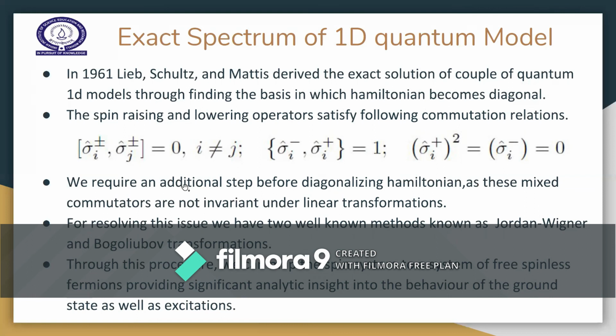To resolve this issue, we have two well-known methods: the Jordan-Wigner transformation and the Bogoliubov transformation. I have discussed these two transformations in detail in the term report, whose reference I have attached at the end of this presentation. Please go through that if you are interested. Through these two transformations, we can map the spin system to a system of free spinless fermions, providing significant analytic insight into the behavior of the ground state as well as excitations.